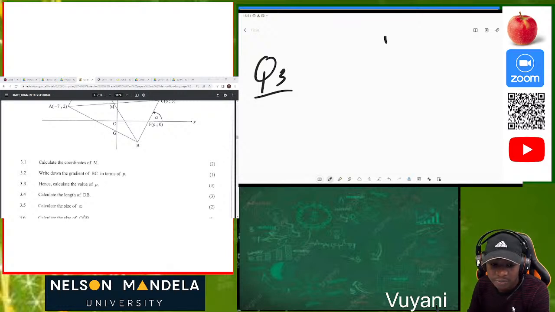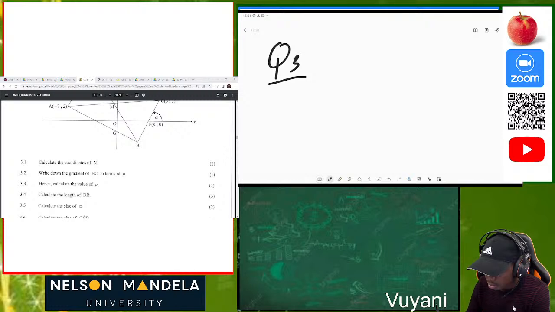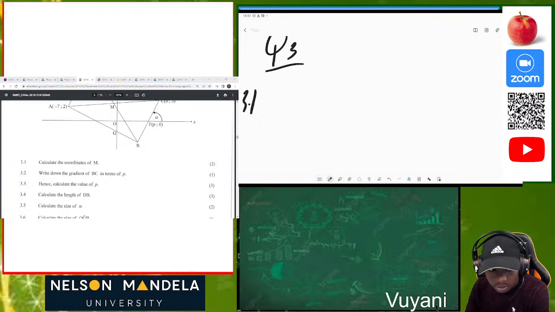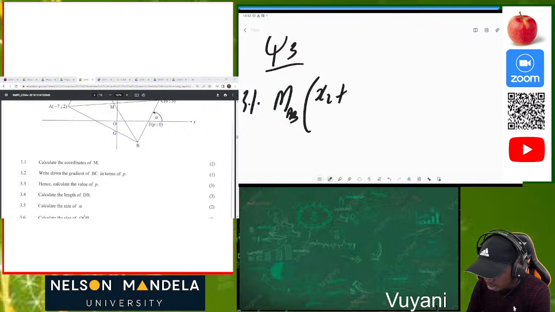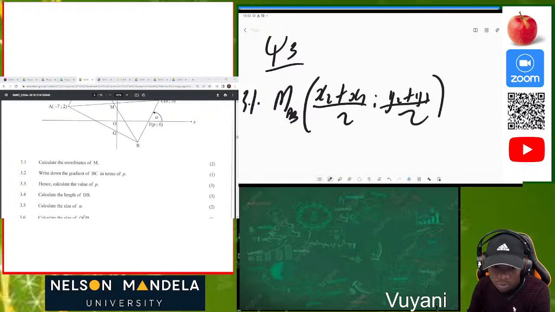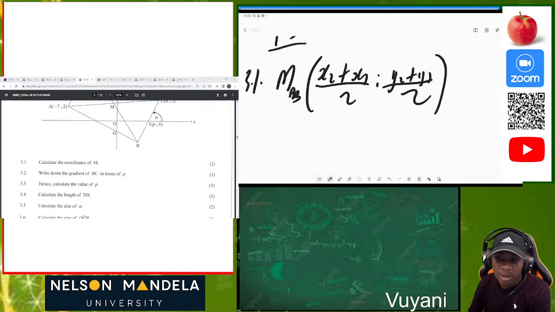Calculate the midpoint using this formula. 3.1. So the midpoint of a line AB is x2 plus x1 divided by 2, then y2 plus y1 divided by 2. So that's the midpoint. Now, going up, we already know that that's our formula. So since that is our formula, what do we do from that?